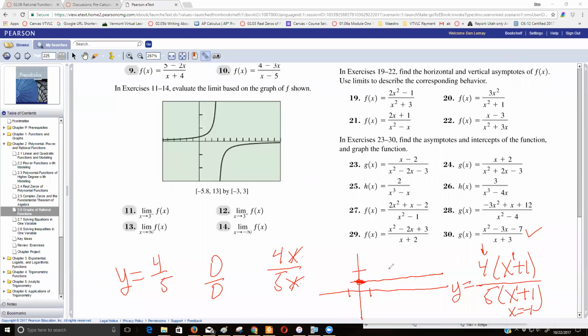Okay, so that's enough for this video. I'm going to record another one here in a second that talks about how you find the slant asymptote when the numerator is a higher degree than the denominator.